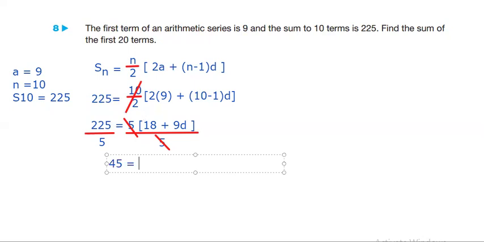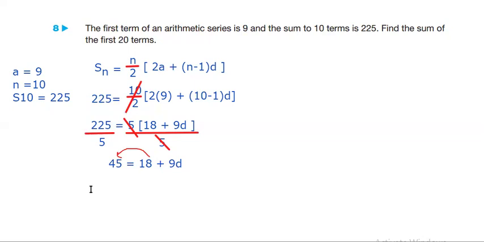So it's like multiplying 1 by 18 and 1 by 9d, like this. So I just write them again. Now, we're going to rearrange to make d the subject. So I'm going to take the 18 to the other side. And because it's positive 18, I'm going to take it by making it negative. So changing the sign of the 18, it's going to be negative 18.